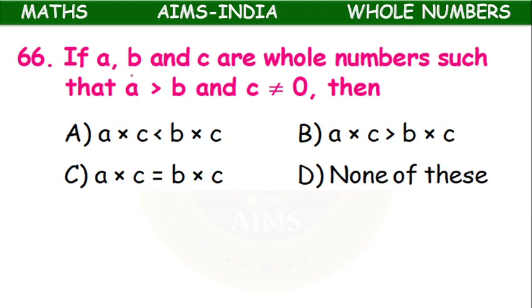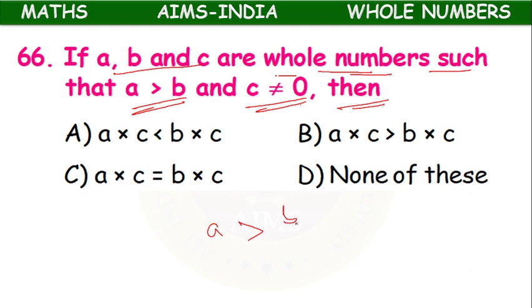Next. So if A, B, C are whole numbers such that A greater than B, C not equal to 0, then what is the correct relation? So here what is the relation? A greater than B they have given. We have to find the correct relation among the following.